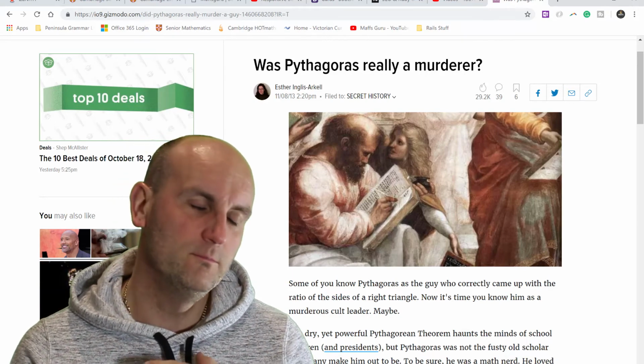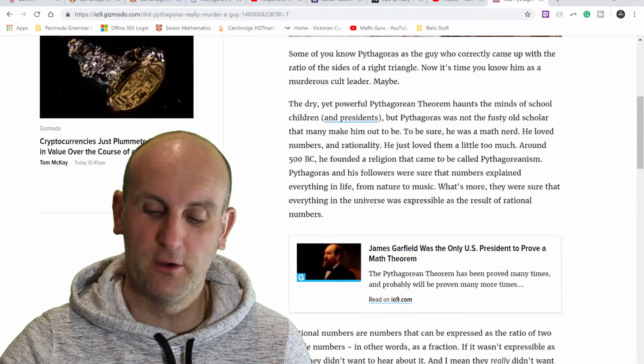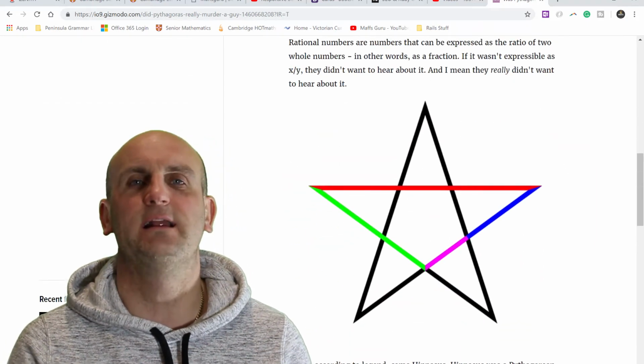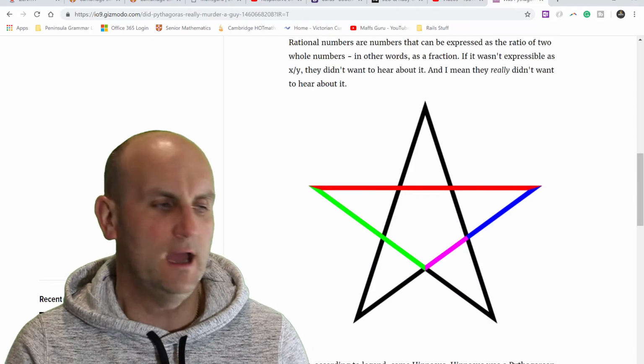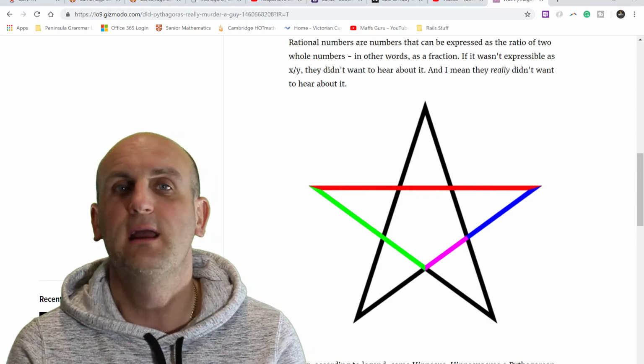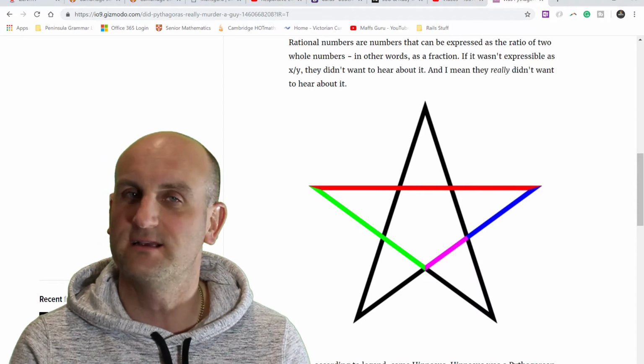Now, he decided that every single number in the world could be expressed as a fraction. Every number, everything in the world can be expressed as a fraction. Doesn't matter what it was, it could always be a fraction. And we now know that that's not strictly speaking true.